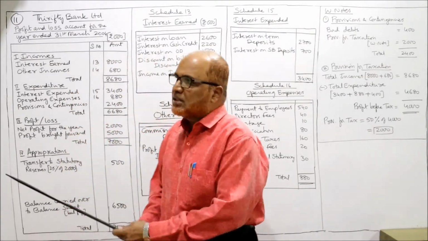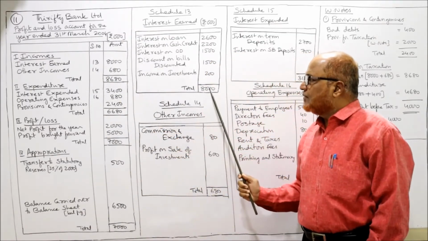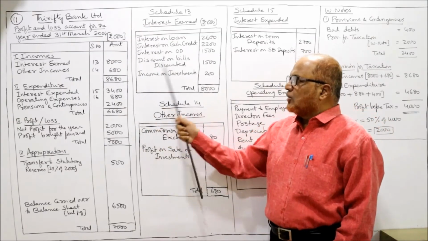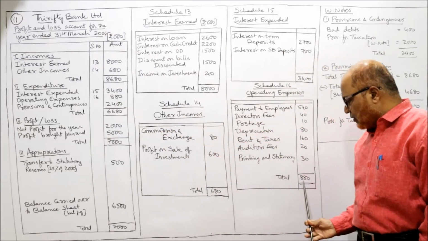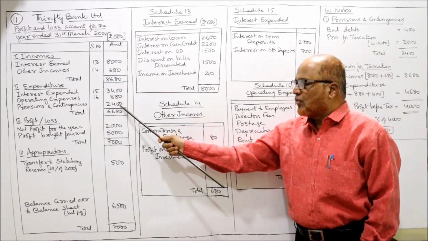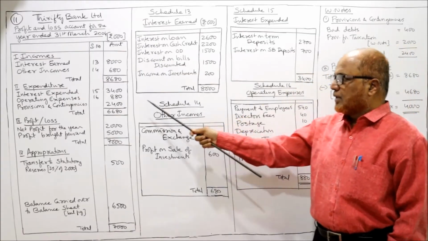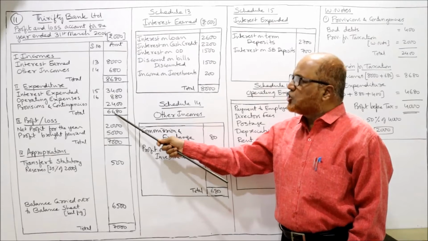Take all these totals in the format. Already we have prepared the format. So 13th schedule 8000 from here. 14th schedule 680 here. 15th schedule 3400 here. 880, 16th schedule total here. And 2400 is the total of provisions and contingencies in working note. So take the total. 6680 is the total of expenditure.